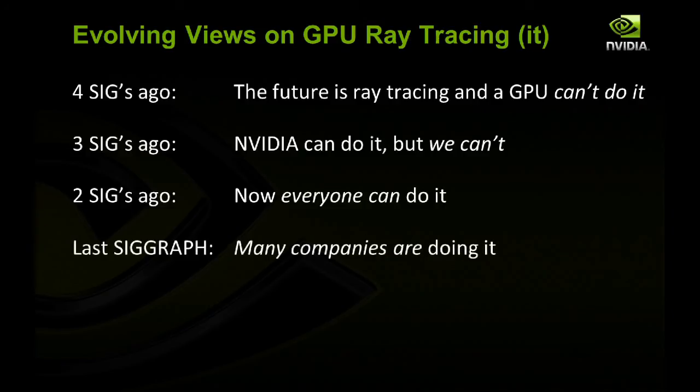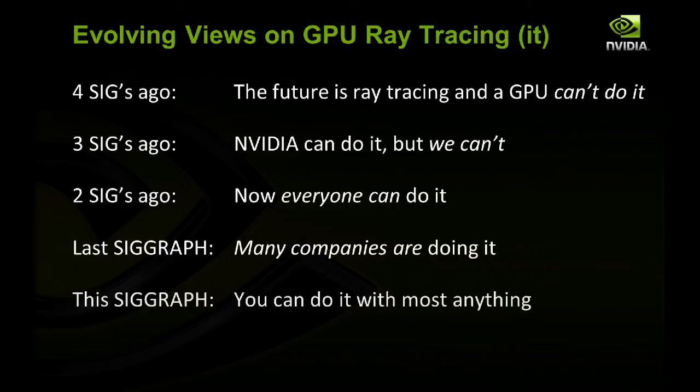Then last SIGGRAPH, there were a lot of companies doing it. There were about 8 companies on the show floor debuting, showing, and sneak peeking different types of GPU ray tracing. Now, at this SIGGRAPH, it's pretty mainstream. People are no longer thinking about if you can do it. It's more like, when's the next version? Can I get the next release? Can I get the next capability? How can I get 8 GPUs into a box? How can I get more memory onto a card? And that was one of the things we've been concentrating on.